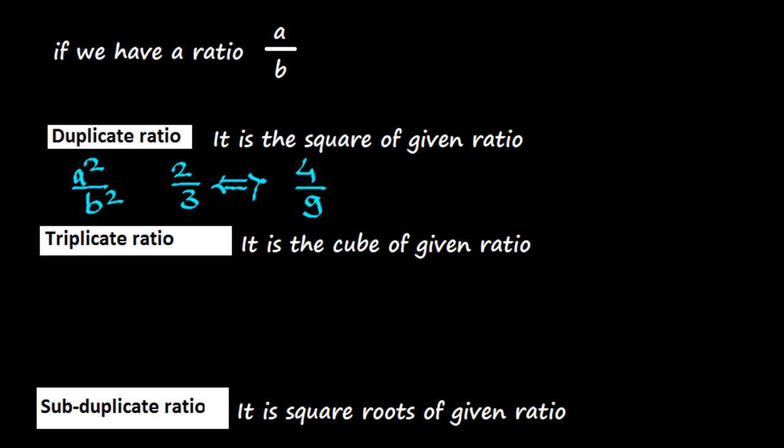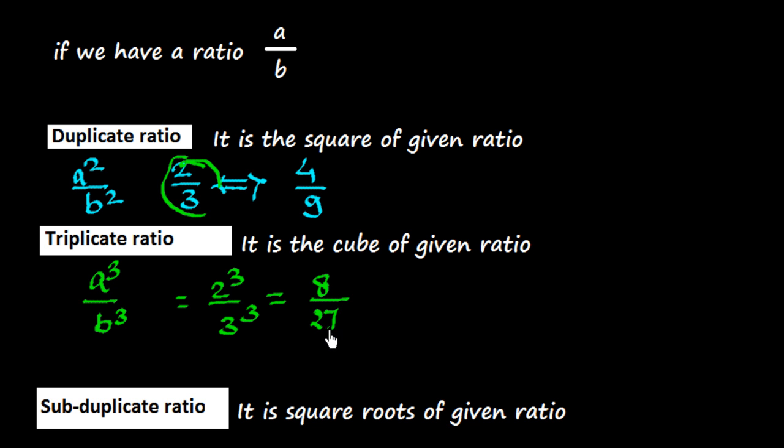Now I explain to you about the triplicate ratio. It is the cube of the given ratio. The given ratio is A over B, so the triplicate ratio would be A cube over B cube. If we have a ratio 2 over 3, we have to find out the triplicate ratio. So it would be 2 cube over 3 cube. The cube of 2 is 8 and the cube of 3 is 27. So it is 8 over 27. This would be the triplicate ratio.